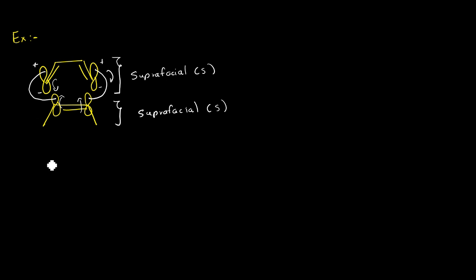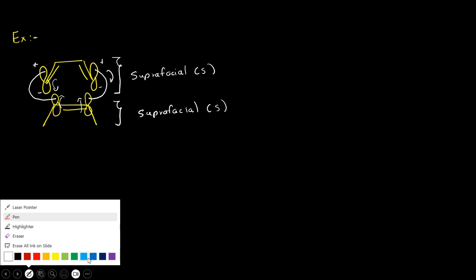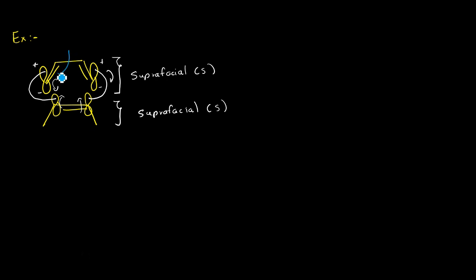Here, look at this. Let me take another color. Okay. Here, there are 2 pi electrons, and there are 2 pi electrons here. There are a total of 4 pi electrons which are involved in the interaction. So there are going to be 4 pi electrons which are interacting with the other party from the suprafacial case.